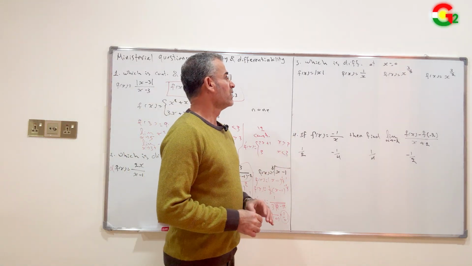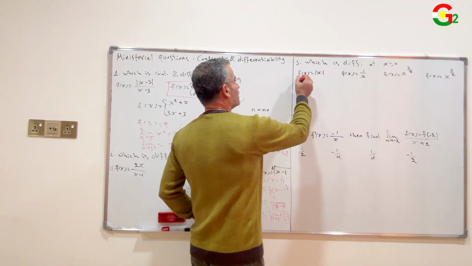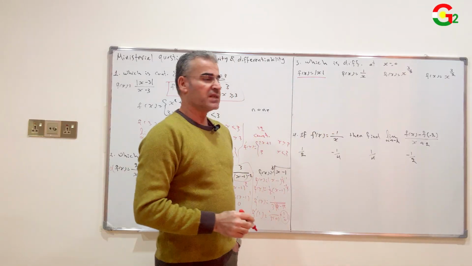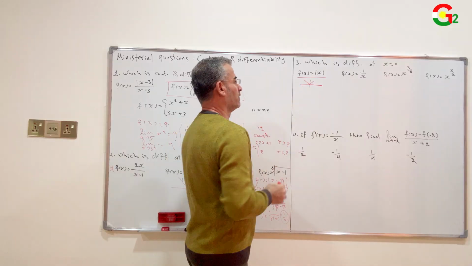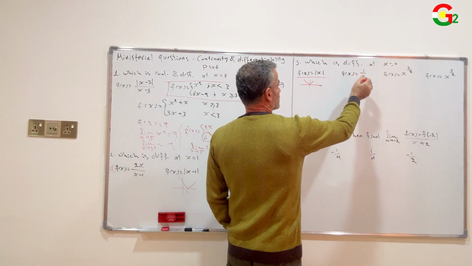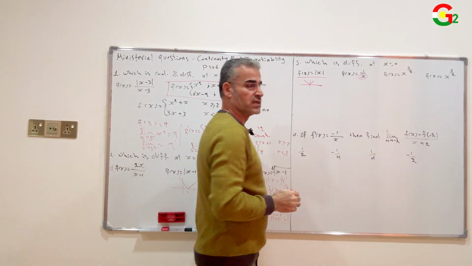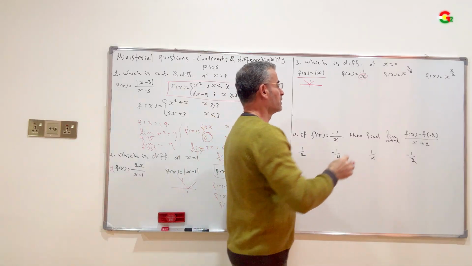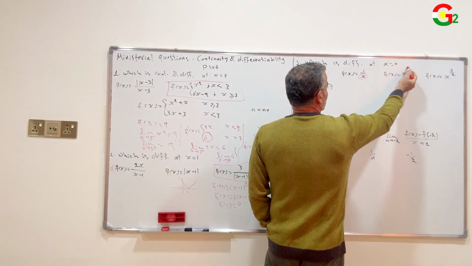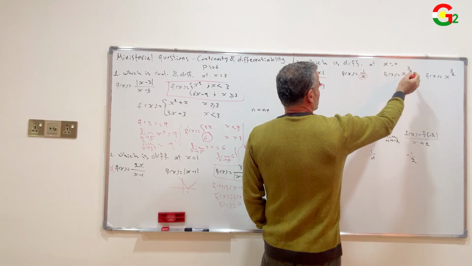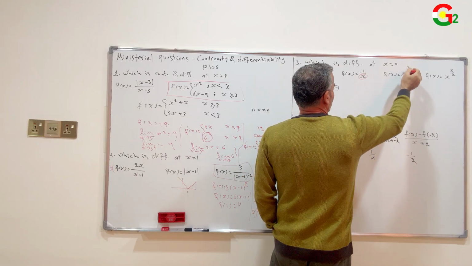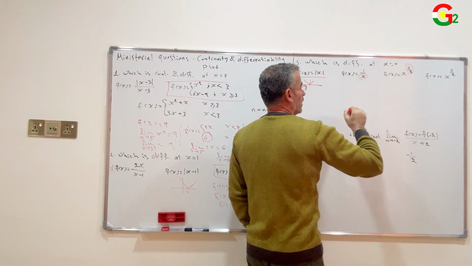Which is differentiable at 0? This function has a vertex at 0. Therefore, it is not differentiable. This function is also not differentiable at 0, since 0 is not in the domain of this function. f of x equals x to the power 3 over 5. This function is not differentiable at 0, since 3 over 5 is less than 1.